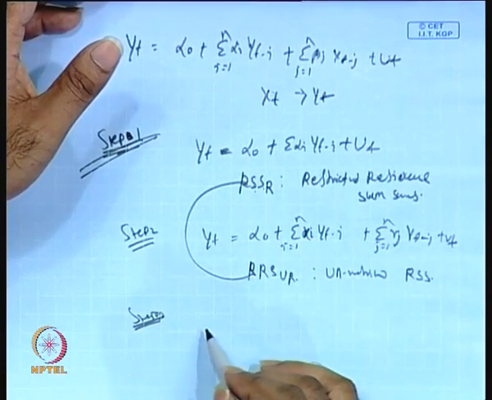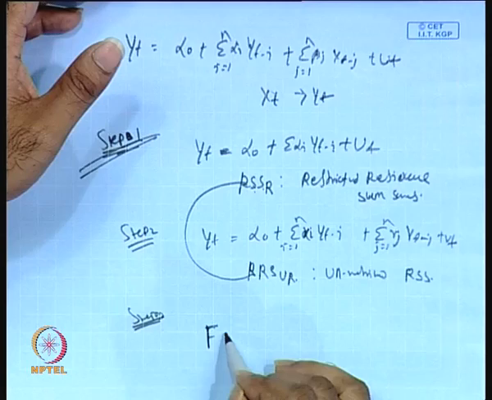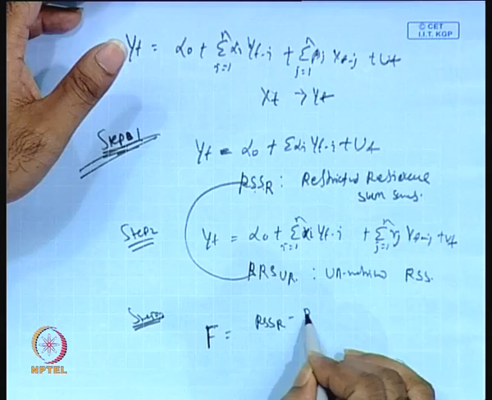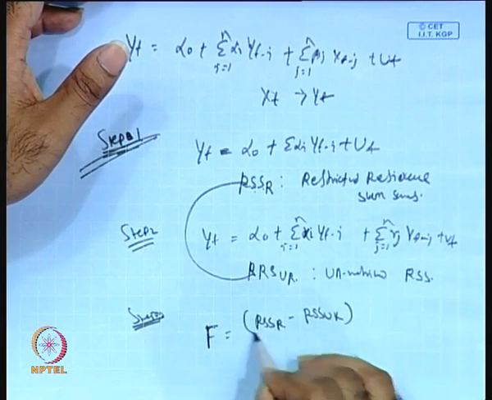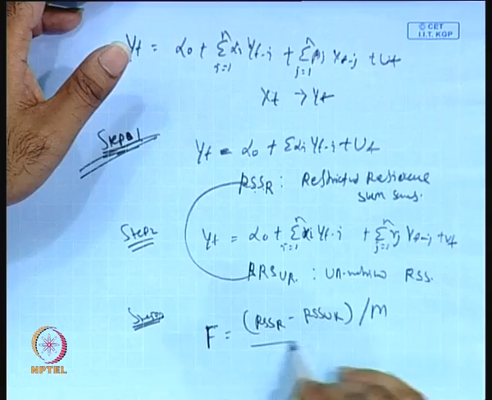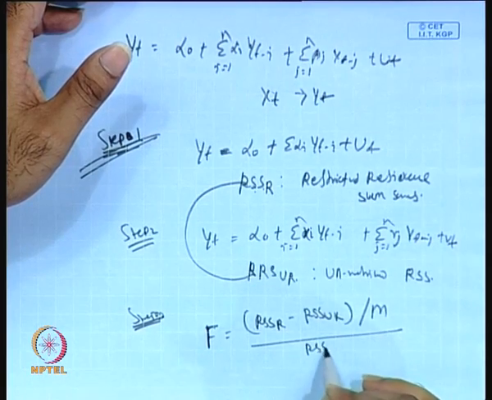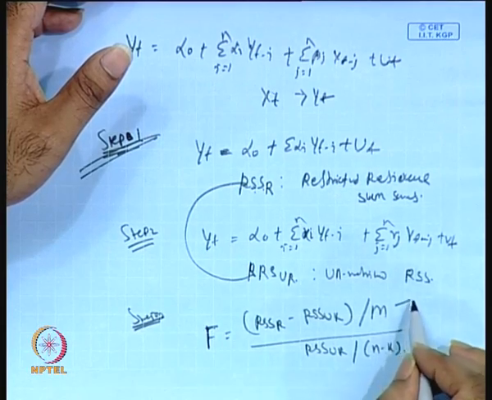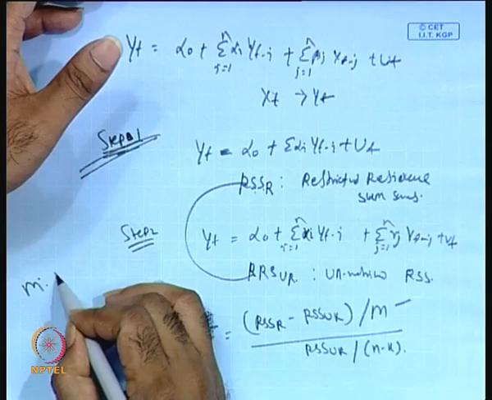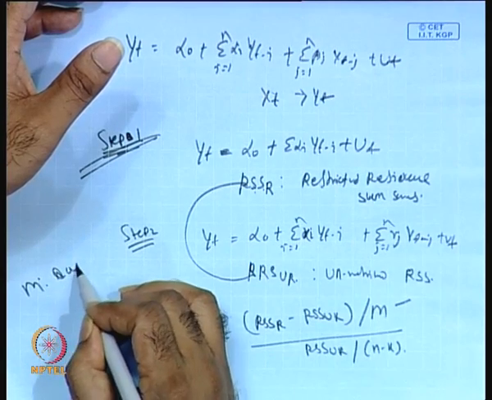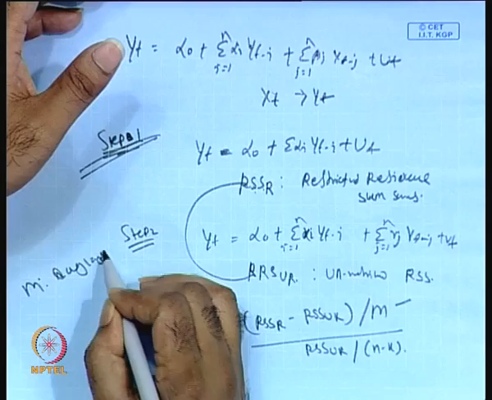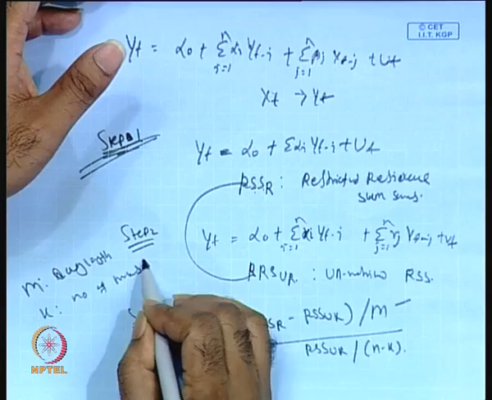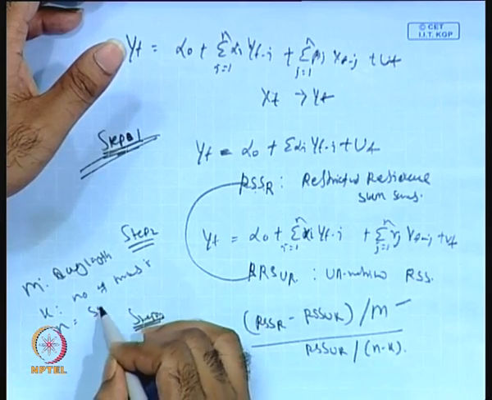Now in step 3, you integrate these two. For that you have to apply the F statistic. The F statistic is (RSSR minus RSSUR) divided by m, whole divided by RSSUR divided by (n minus k). Here m represents the lag length, k represents the number of parameters in the system, and n represents the sample size.